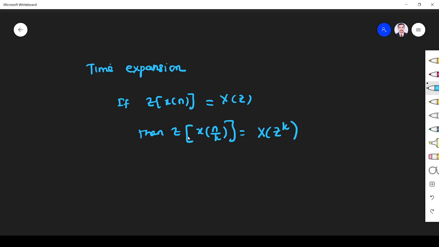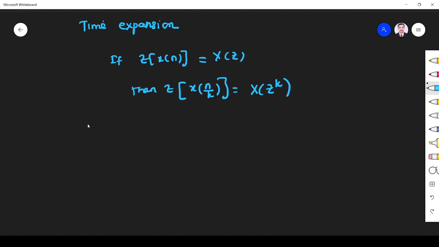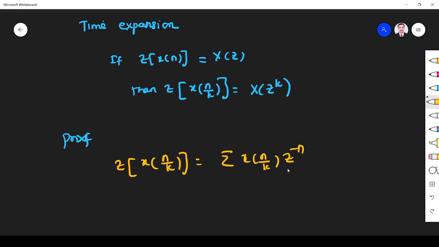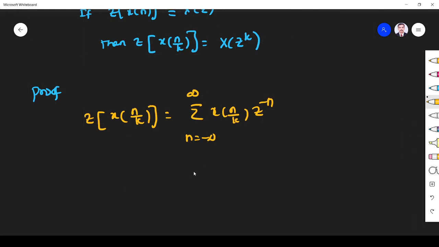So what you have to prove? The Z transform of x of n by k is X of z power k. Let us prove. I want to find the Z transform of x of n by k. That is given by summation of x of n by k z power minus n, where n goes from minus infinity to plus infinity. I substitute in the general formula. Here I need only a single variable because the format is x of n z power minus n. So I want to convert it to a single variable.